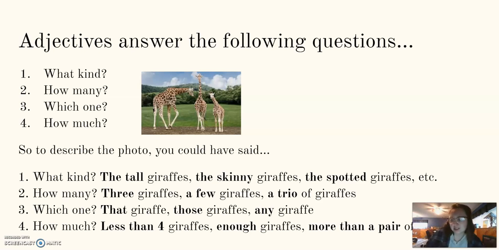This one's kind of tricky just because it's very similar to how many, but the way that I remember this one is you're just comparing it to an amount, so it's less than 4 or enough in comparison to some other amount or more than a pair, right? So that's getting really specific. So that's kind of the power of adjectives to describe. We can get right down to the nitty gritty and fully understand what's going on in this image, even if I couldn't see it.